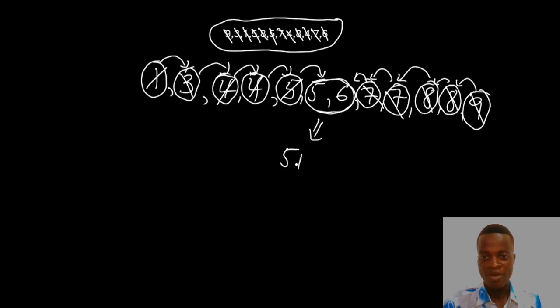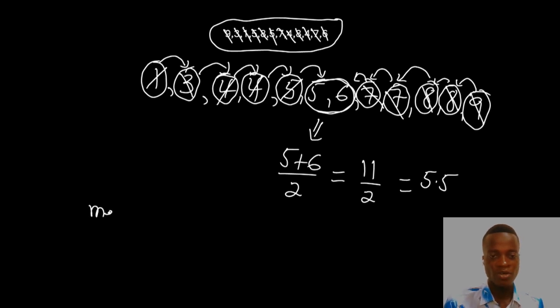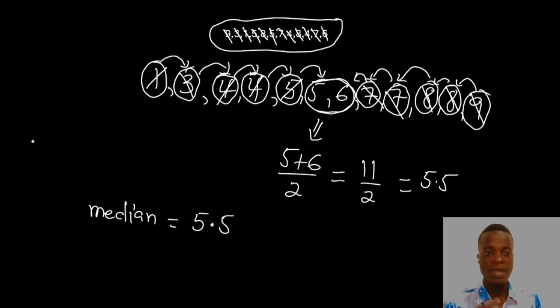So we have 5 plus 6. We find the average of these 2, divided by 2. What do we have? We have 5 plus 6 is 11 over 2, which is going to be 5.5. So the median for this data set, which is especially data type 1, is 5.5. Yeah, so that's it, right?